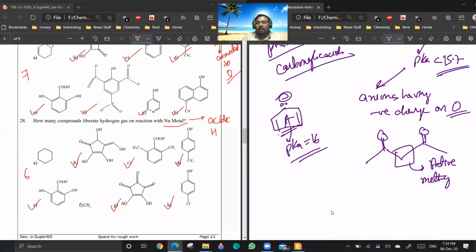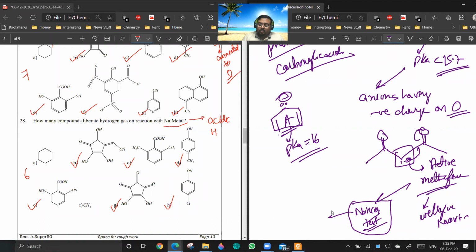So this means that solely negative charge on carbon without any extra stabilization won't give. In this case, if you get negative charge, it gets delocalized straight to oxygen. So again, the negative charge is coming on oxygen, so it is giving. So all active methylene compounds will give the NaH test. In fact, most of them will also give the NaHCO3 test, if there is no cross conjugation.